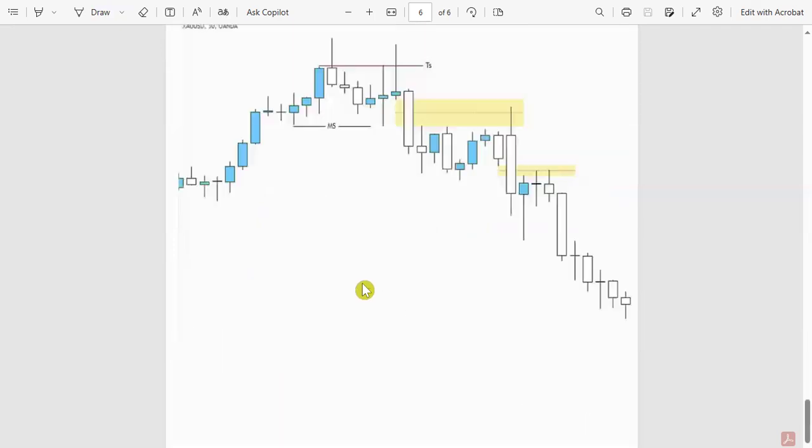So guys, up to there, I think that's enough for anyone who wants to actually understand fair value gaps.